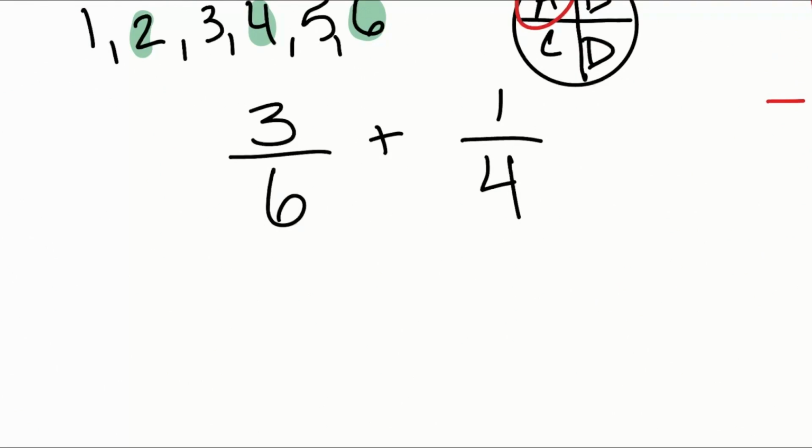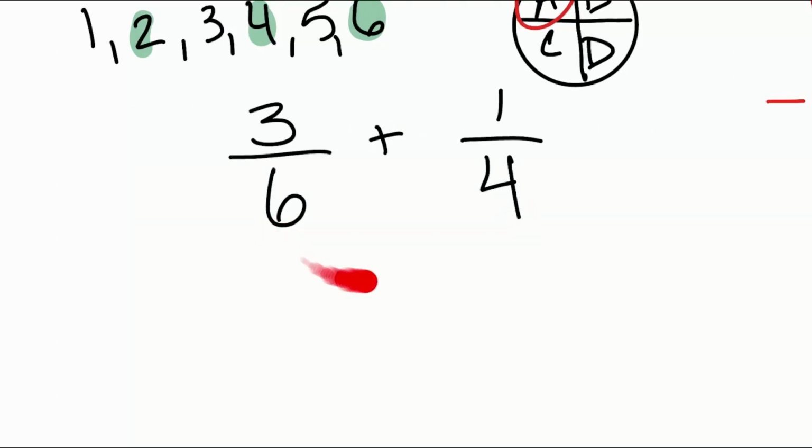Can someone remind me, how do we add fractions? Thank you, Ruben. Yeah, we're going to find that least common denominator. Everybody, what number can 6 and 4 both go into? What can they both multiply up to? Yeah, they can both multiply up to 12. Remember, we're not dividing here. We're not simplifying. When we are adding fractions, remember that we are trying to get the same denominator.